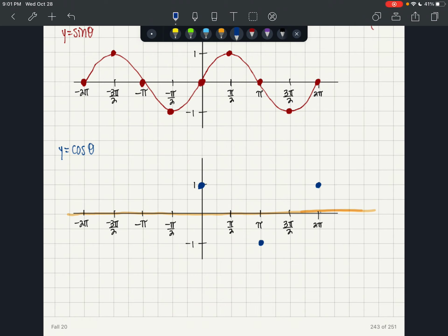Halfway between maximums and minimums, you're at the midline. That's why it's called the midline, because you're in the middle. Halfway between the minimum and the maximum, you're in the middle. So here's 1 full period. So this right here is 1 full cycle, which equals the period for cosine of theta.